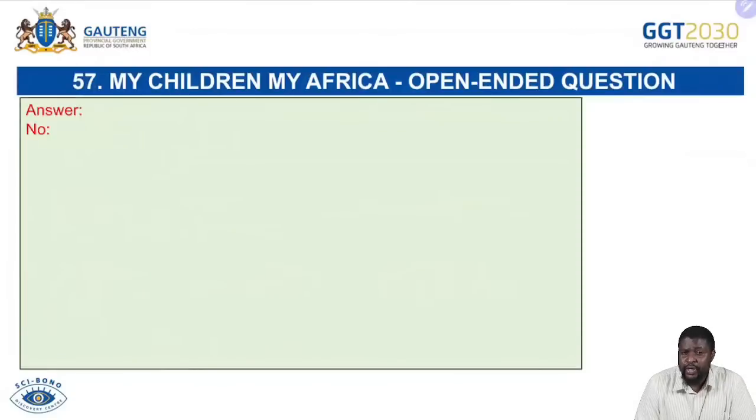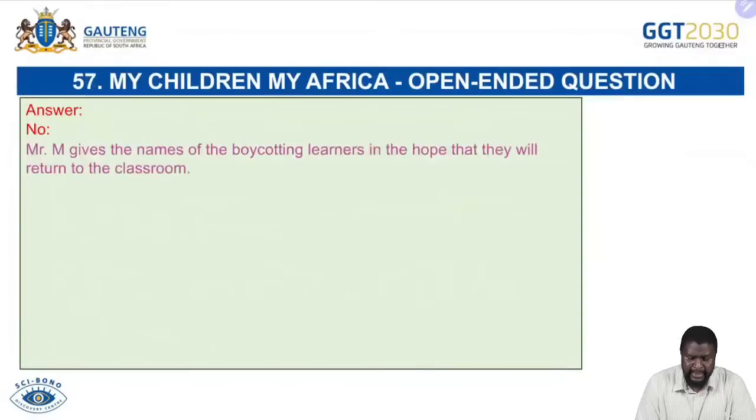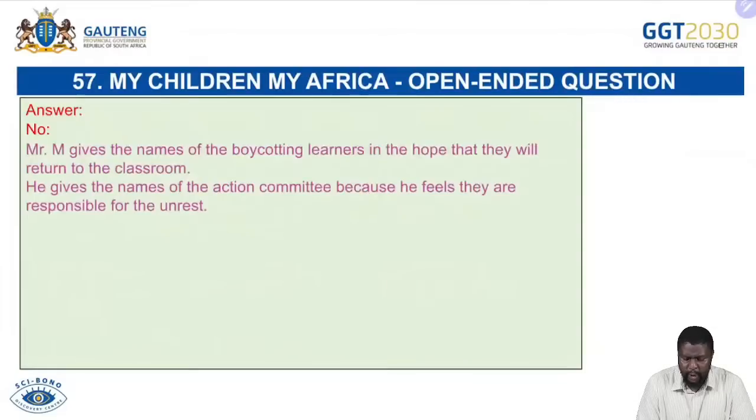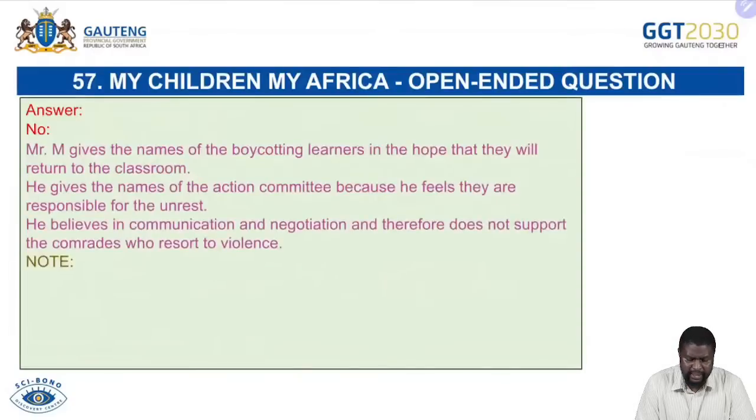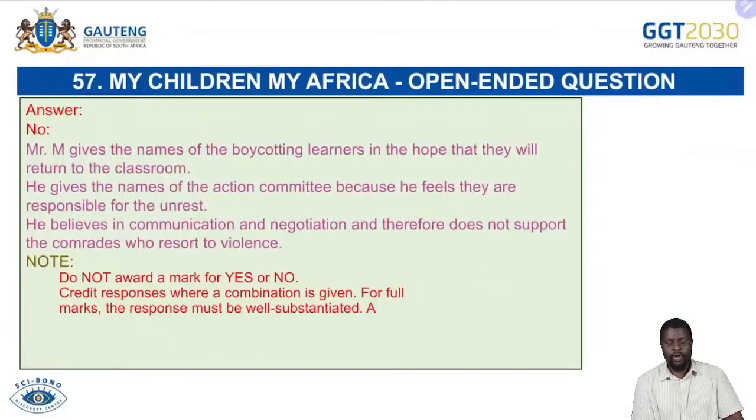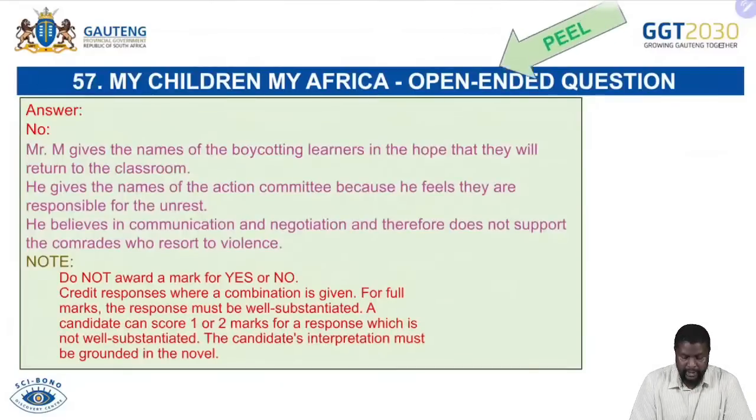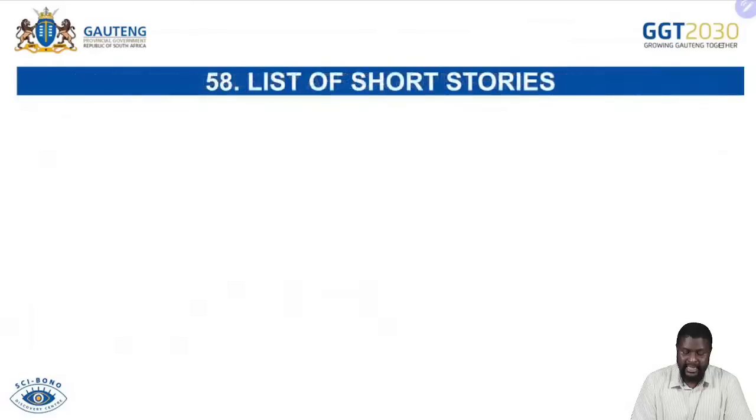If you're going to say yes, you must give us reasons why. He gave the names to the police. What was going to happen to those people when they were arrested? You understand? So you should be able to explain. His actions justify the way that his life ended or what happened to him at the end. He gives the names of the action committee because he feels they are responsible for the unrest. He believes in communication and negotiation and therefore does not support the comrades who resort to violence. He does not deserve that. Right, there will be no mark for yes or no. Your answers must be grounded in the drama.